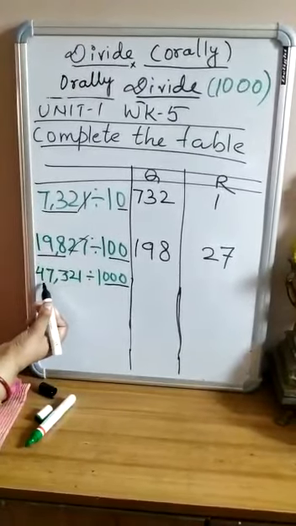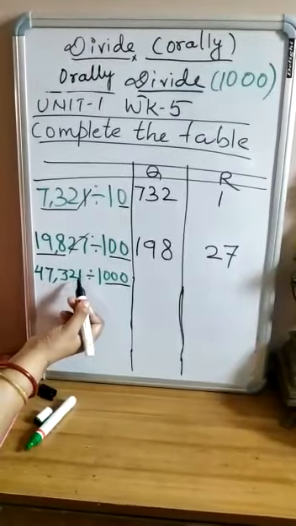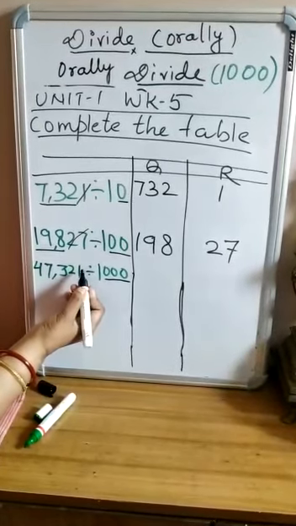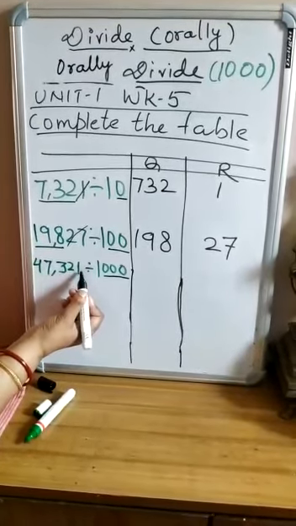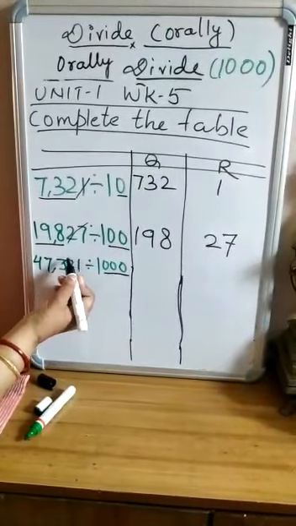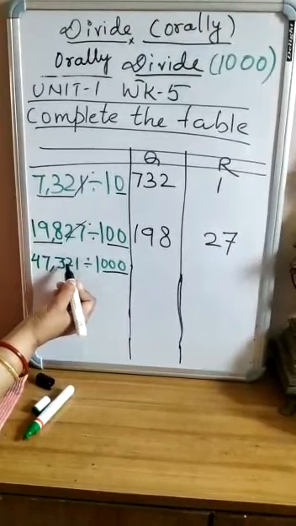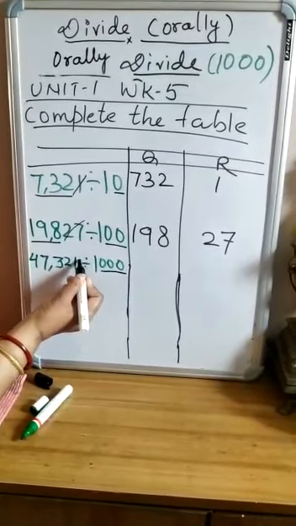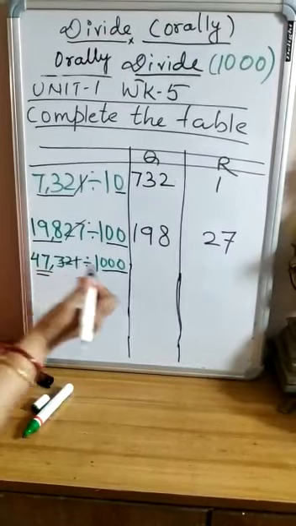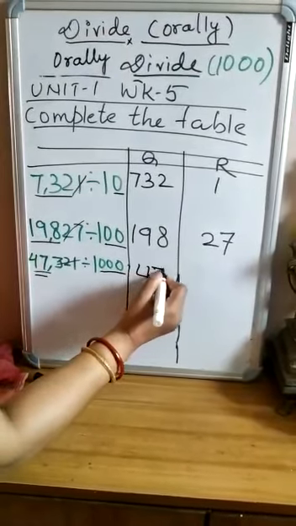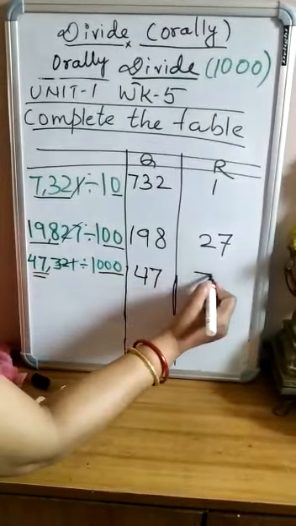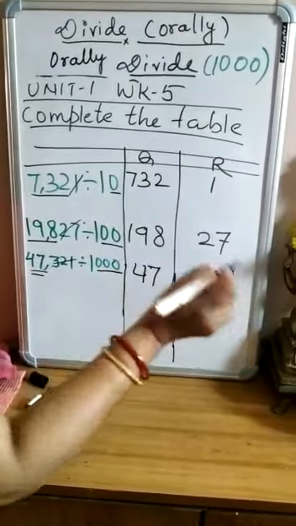Here the number is 47,321. Correct? So I am going to remove the 3 digits starting from the right side. 1, 2, 3. So how many digits? 3 digits. So I am removing these 3 digits. The leftover digits, that is 47, is the quotient, and the removed digits, 321, are the remainder. Correct?